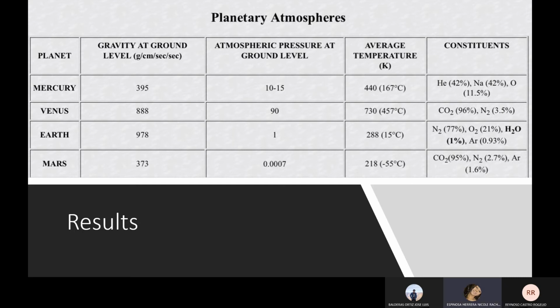And here we have some of the compounds we can find in these planets. The only one that actually has H2O is Earth. And the other ones don't even have oxygen, besides Mercury.